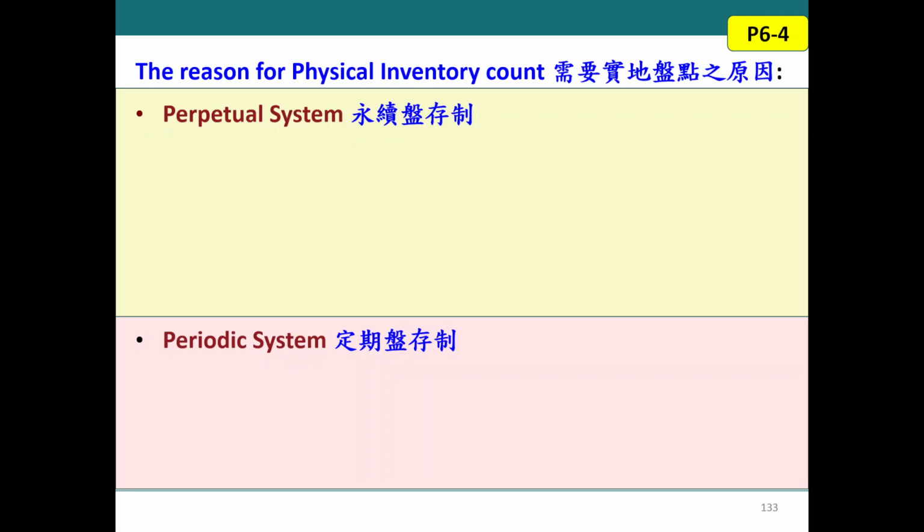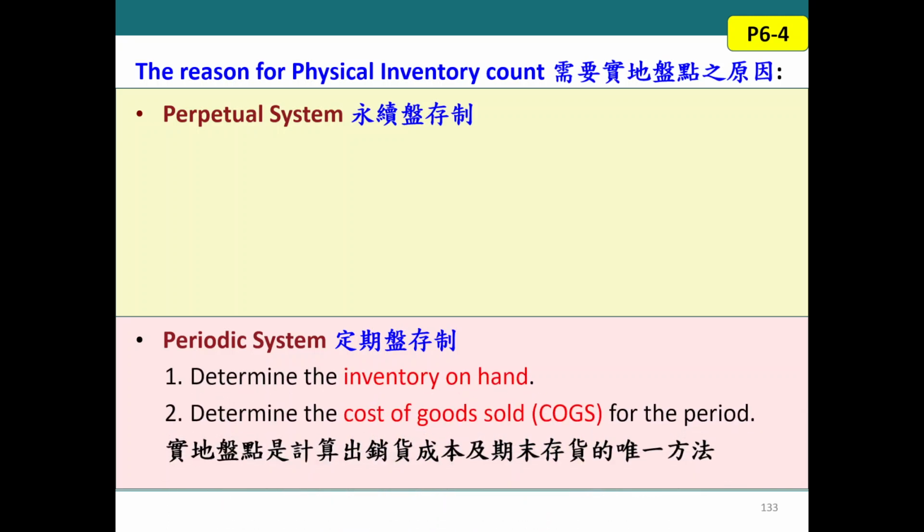Then, do you know why we need to do the physical count? For both methods, we need to take a physical count, based on different reasons. So what's the reason for periodic? We take the physical count because this is the only way we can find out the cost of goods sold numbers.